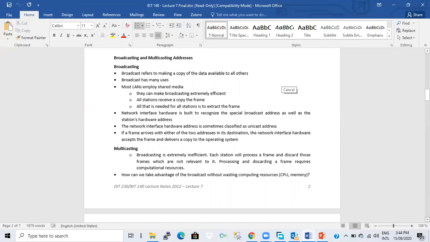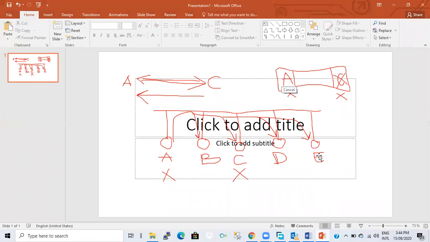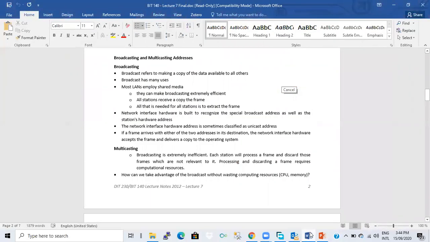Let's look at broadcasting addresses. Broadcast refers to making a copy of the data available to all others. An example of a topology that uses broadcast addressing is the bus network. If you've seen our bus network there, when A sends to C, the frame will be broadcasted to all the nodes on the network. So with broadcast addressing, broadcast refers to making a copy of the data available to all others.